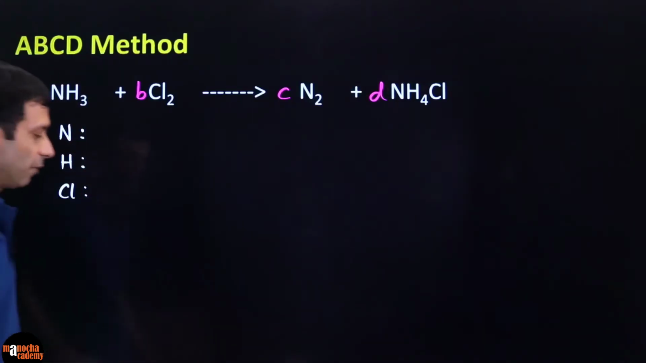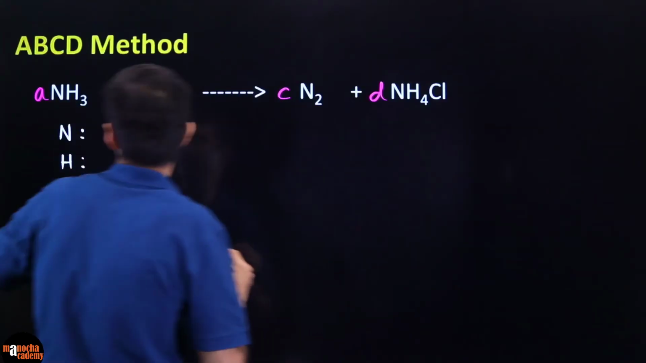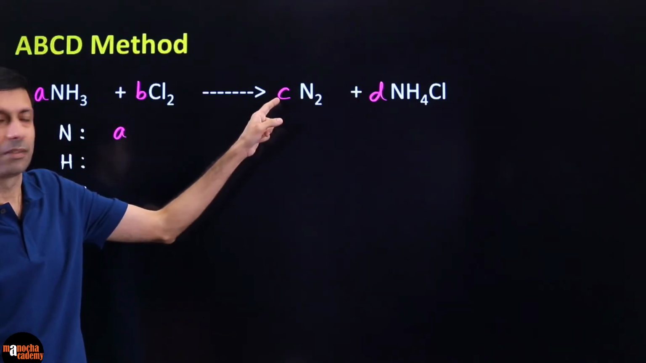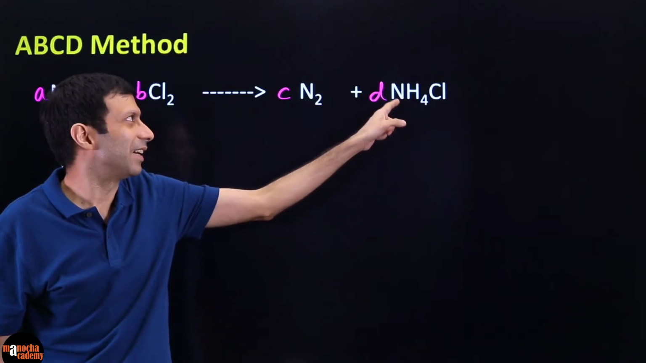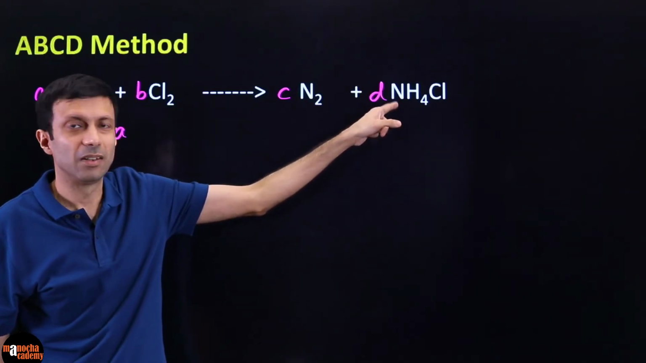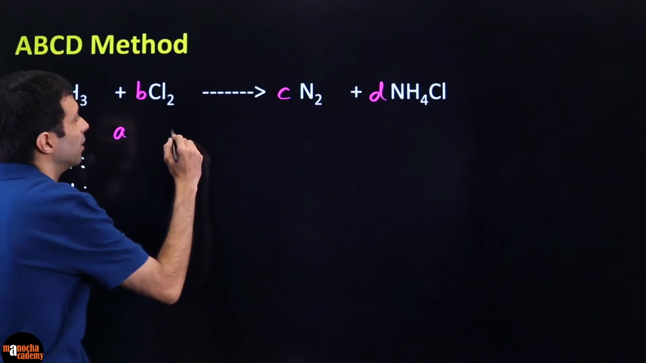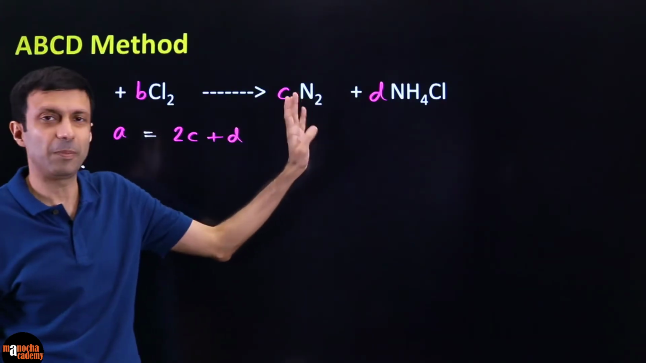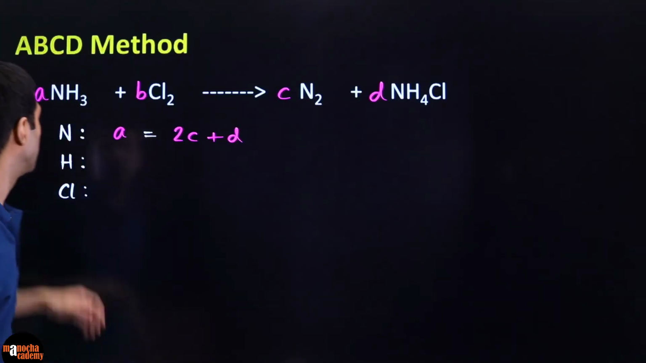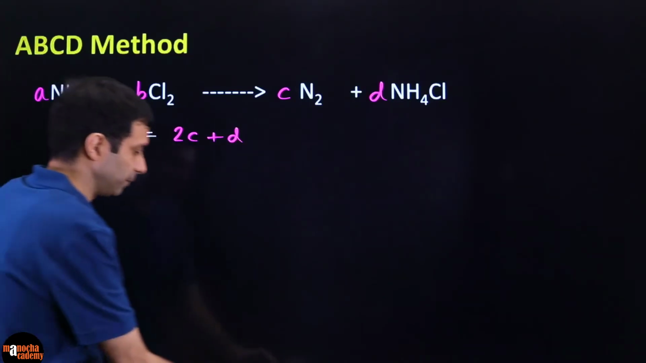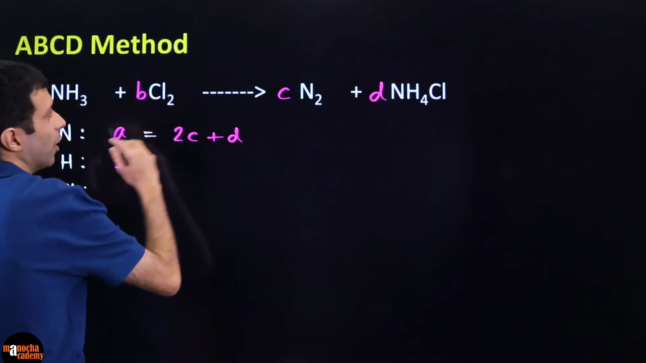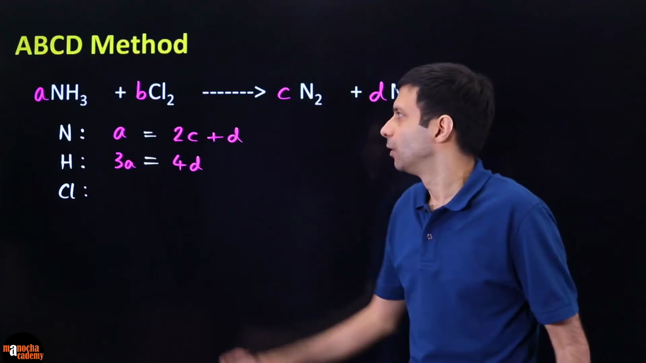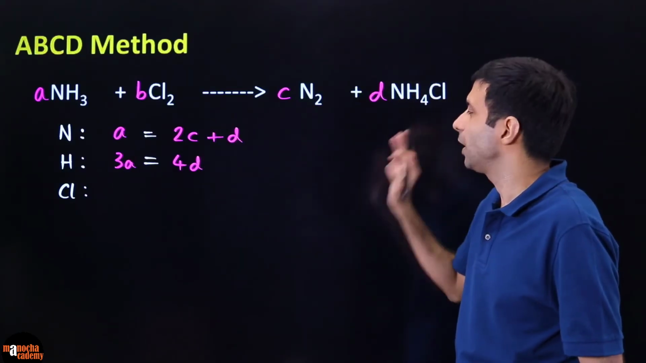So how many nitrogen atoms do you have on the left? You can see on the left we have A times 1, so A atoms. How many on the right side? 2 times C, but don't forget this nitrogen friend, D times 1, because this is N1 times D, right? So it is going to be A equals 2C plus D. All of you can see this, 2C plus D, clear? Next one, hydrogen: 3 times A, so 3A here, and on the right we have 4 times D, 4D. So 3A equals 4D for hydrogen.